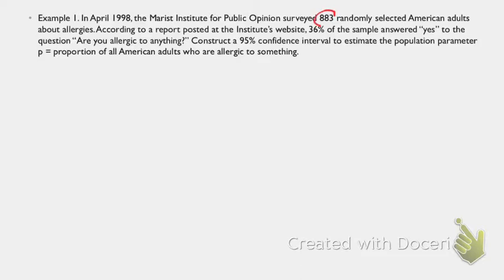In April 1998, they surveyed 883 randomly selected American adults about allergies. According to a report posted, 36% of the sample answered yes to the question, "Are you allergic to anything?" Construct a 95% confidence interval to estimate the population parameter. So we have that 36% out of 883 said that they are allergic to something.